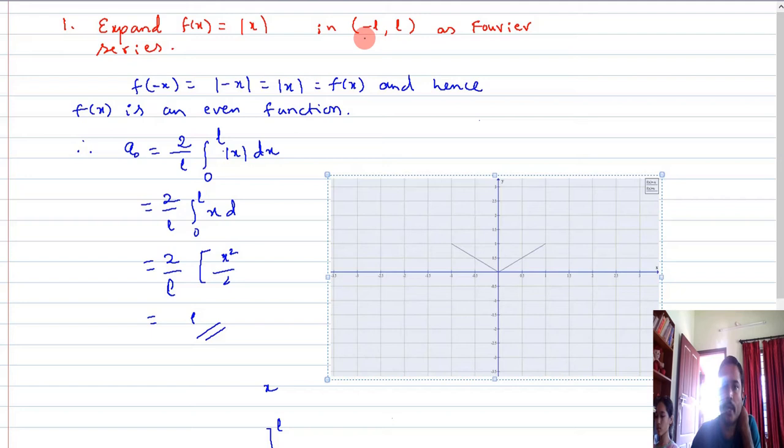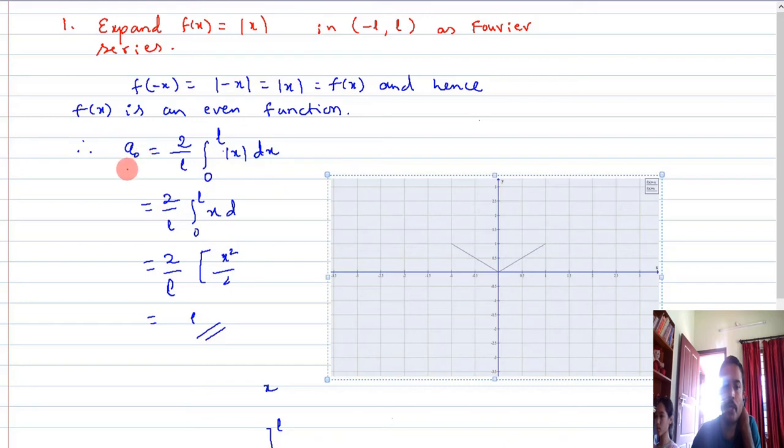We'll get particular cases. First, we will observe this mod x function is an even function. How do we do that? If you replace x by minus x, we get mod of minus x as mod x itself. So f of x is an even function. Therefore, bn we need not find, only a0 and an we have to calculate.